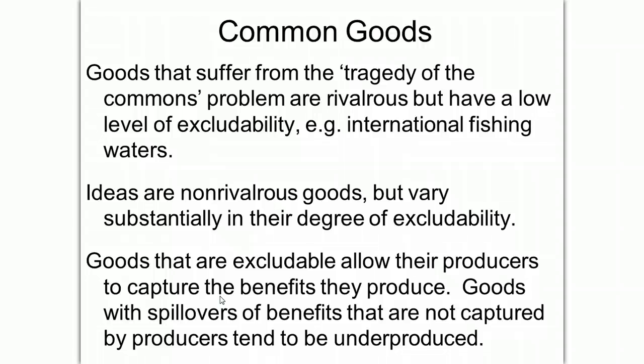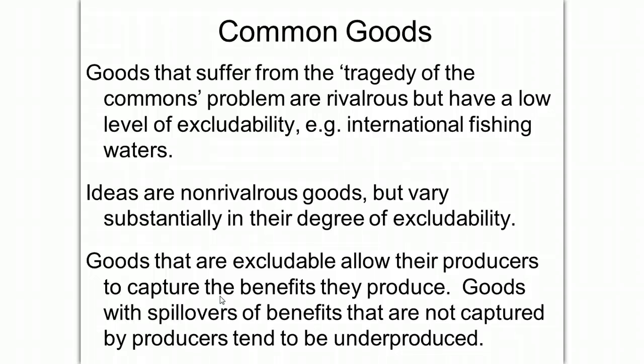So ideas are non-rivalrous. They can be used over and over again, but vary substantially in the degree of excludability. Can you stop people using your idea? Can you stop people using the innovation? Or, as soon as it's created and put out there, is it widely available for everybody? So goods that are excludable allow their producers to capture the benefits they produce. If you can stop somebody from using it, and there's a benefit to using it, they're willing to pay to get that benefit, but only if you can stop them from using it.